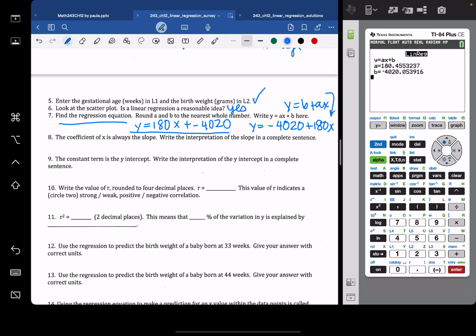The coefficient of x is always the slope, so that is 180. What is the interpretation of 180? Well, that means that y increases, so the weight increases by 180 grams for each additional what? Week of gestation.